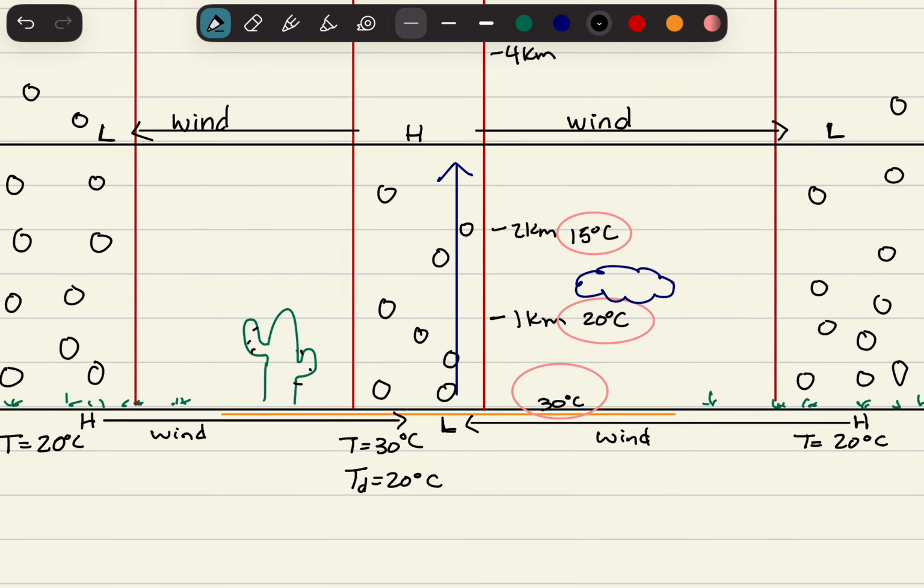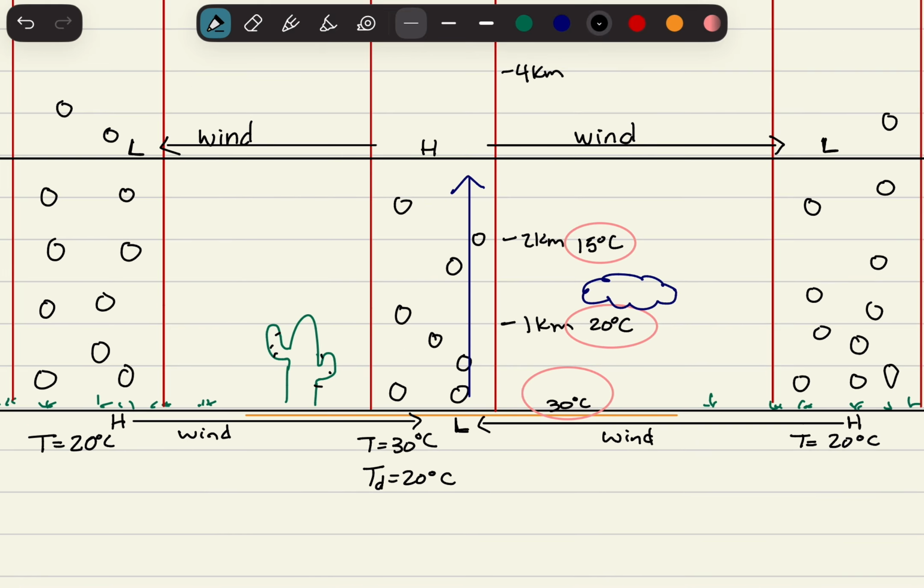You can keep going. Now again, review the notes from last unit. Our parcel is only going to rise if it is warmer than the environment. We'd need like a weather balloon launch or something, or satellite readings to tell us what the environmental lapse rate is. But as long as it is warmer than the environment, it will keep rising and it will keep condensing and we will keep getting clouds.